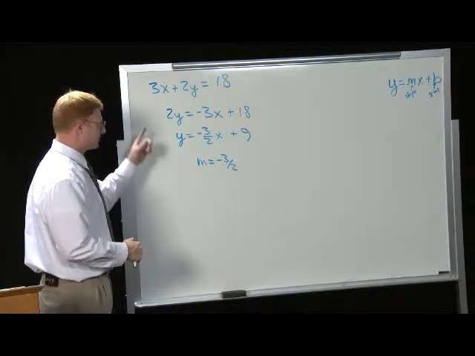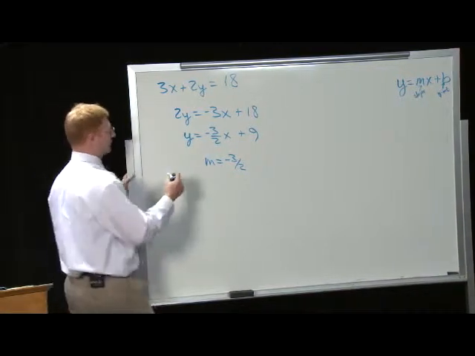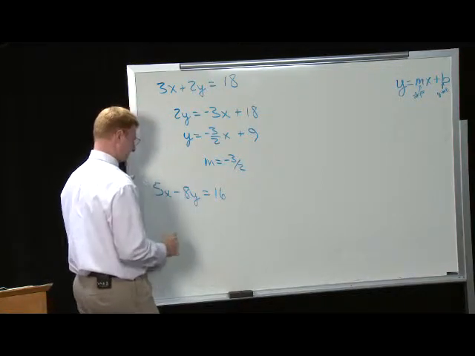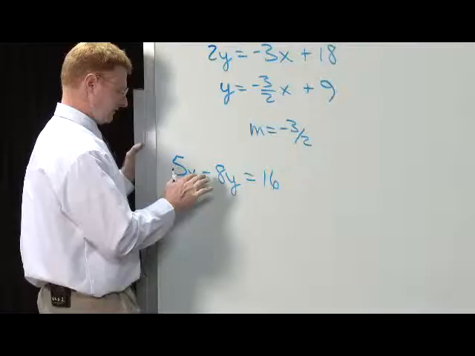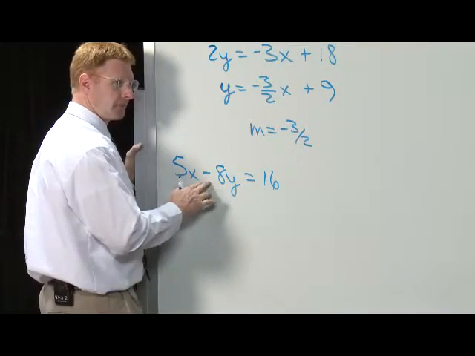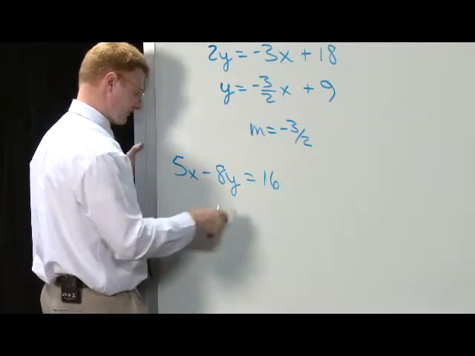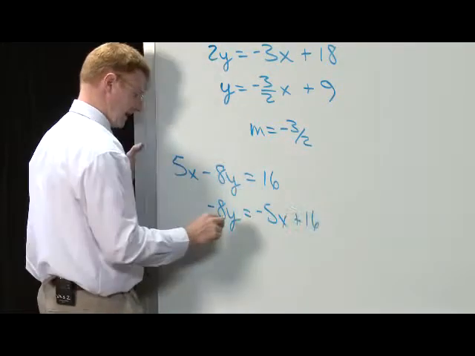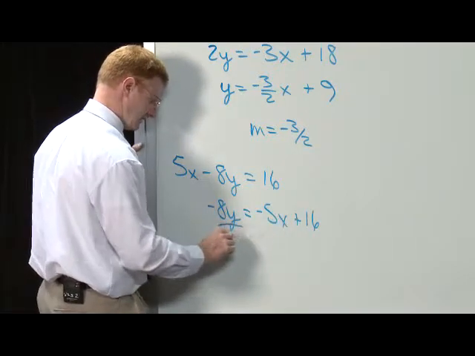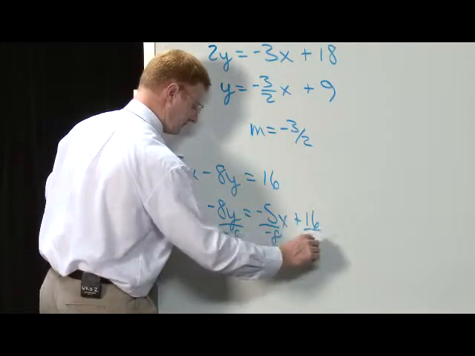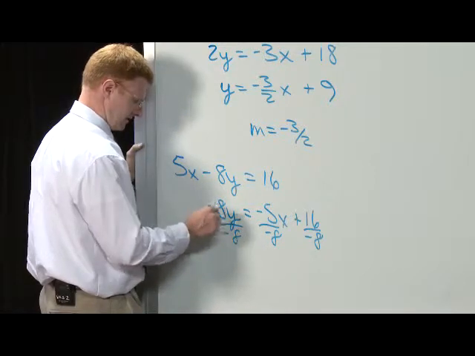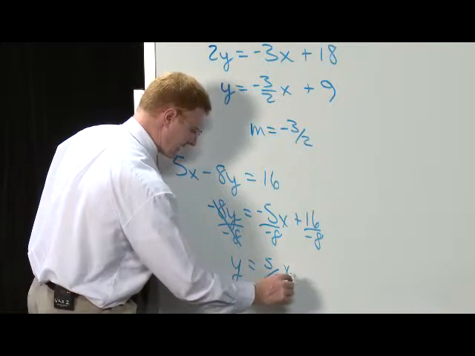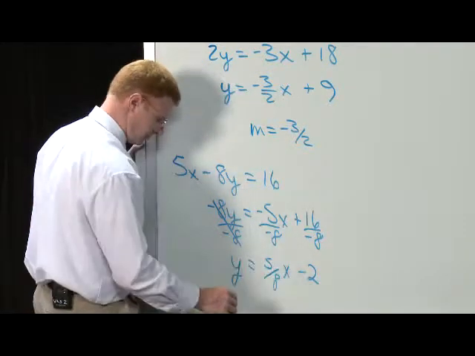Or you can start, after you do that a few times, well, let's do it one more time and then we'll see a pattern. 5x minus 8y equals 16. So, finding the slope of this, well, we can use that pattern over there. So let's subtract 5x. And then divide by a negative 8. That's gone. So we have y equals 5/8 x minus 2. What's the slope?